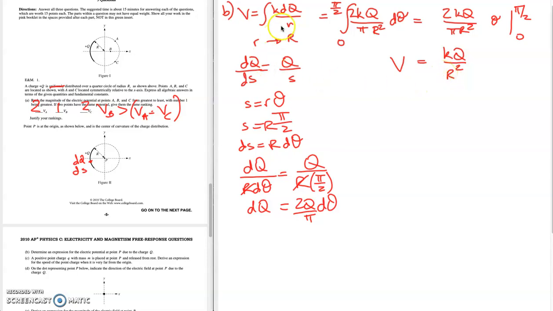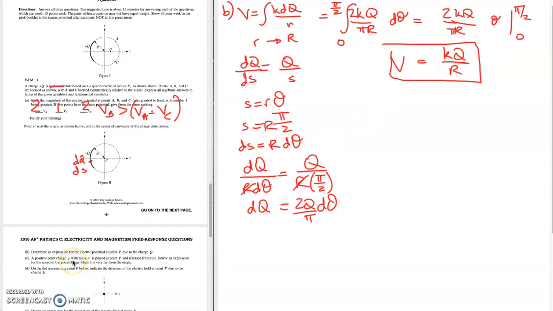Wait a second. Where did that squared come from? That squared does not belong there, because that's not squared, this is voltage, not electric field. So you go away. Let's try this again, this time without the squared. So that's an R, and then this is just an R. I had it correct in my first one and then somehow turned it into an R squared. I don't know why I did that. So voltage is kQ over R.